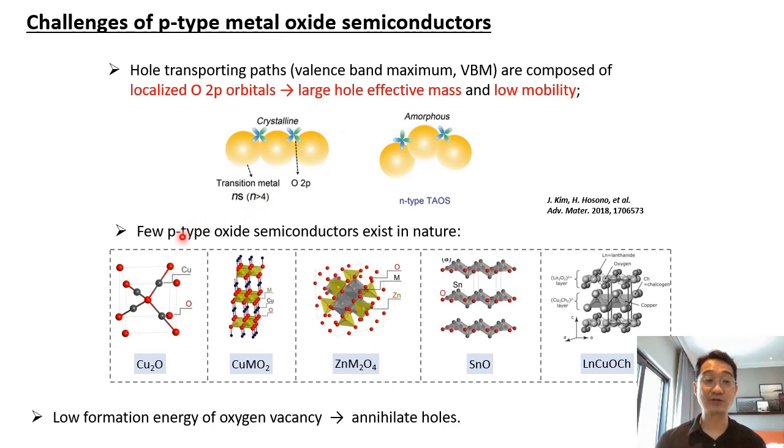There are a few p-type oxide semiconductors reported, such as copper oxide and tin oxide. In those materials, the copper and tin metal s or d orbitals are at almost the same energy level as the oxide 2p orbital. That's the reason they show quite good hole transporting, but unfortunately their mobility is not as good as n-type oxide. Also, reliable hole transporting is difficult to observe in such a molecule.